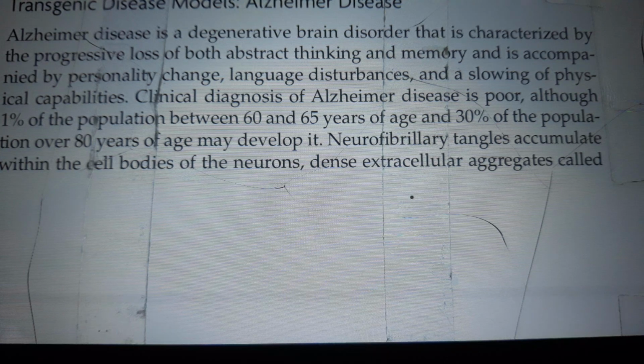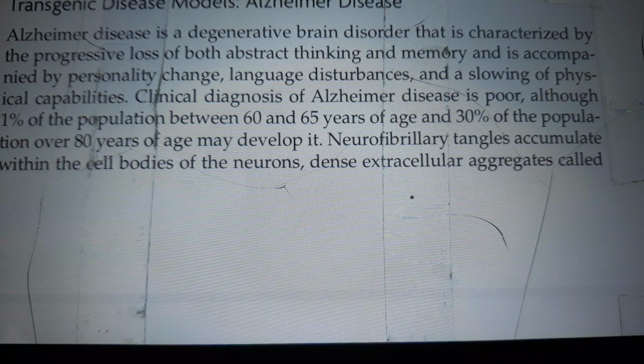Alzheimer's disease is a degenerative brain disorder that is characterized by the progressive loss of abstract thinking and memory and is accompanied by personality change, language disturbances, and a slowing of physical capabilities. Clinical diagnosis of Alzheimer's disease is poor, although 1% of the population between 60 and 65 years of age and 30% of the population over 80 years of age may develop it.